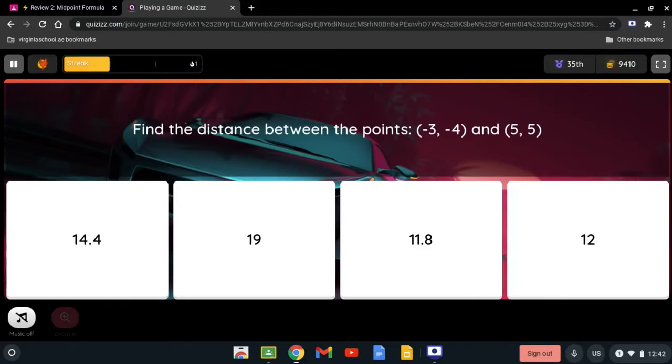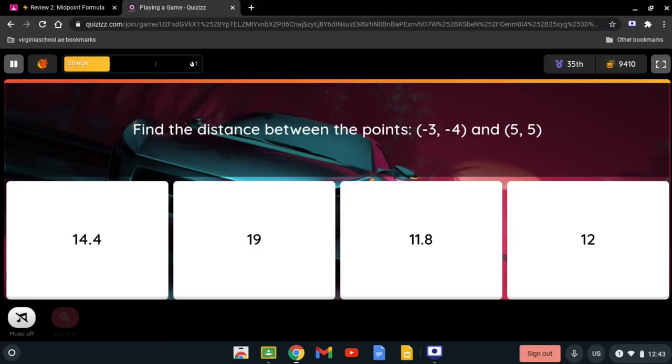Now we have this wrong question. We are going to do it again. Open a new paper. Now we're going to do the same as before, but we're going to use the distance formula correctly. We're going to replace x2 with 5, so 5 minus x1, which is negative 3. 5 minus negative 3 is 8, and we're going to replace y2 with 5 and y1 with negative 4, so 5 minus negative 4 is 9.